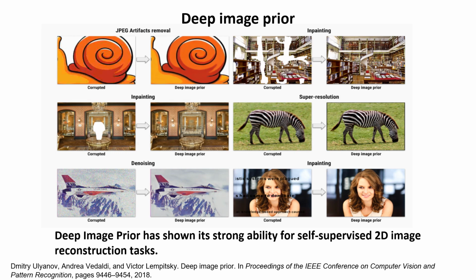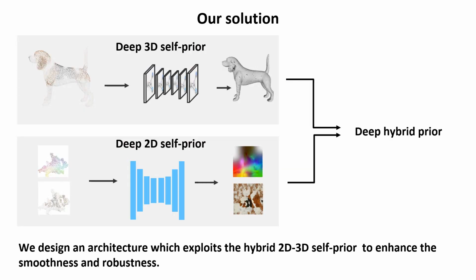Meanwhile, the deep image prior has shown its strong ability for self-supervised 2D image reconstruction tasks, which uses the 2D network structure as a prior without need of any additional training data. Inspired by the success of deep image prior, we propose to use the network structure as a prior, which exploits the hybrid 2D 3D self-prior to enhance the smoothness and robustness.